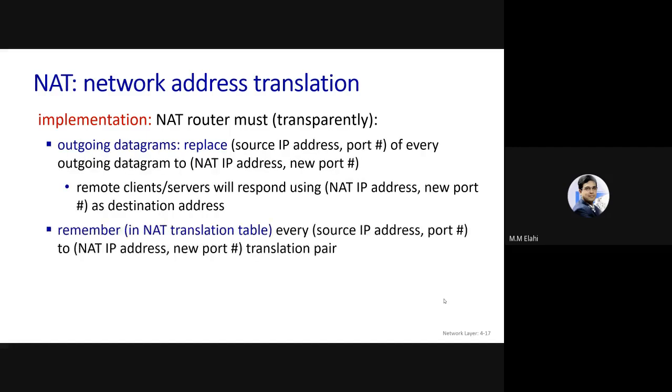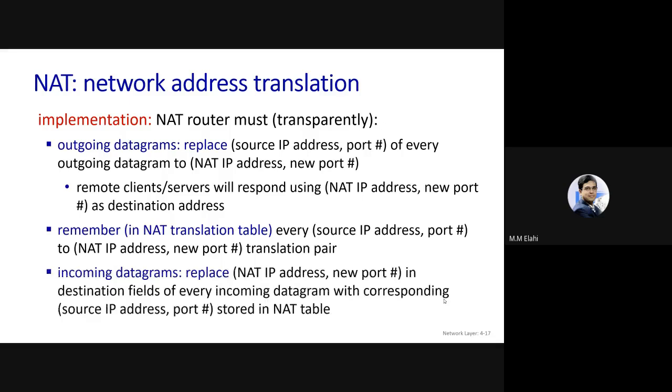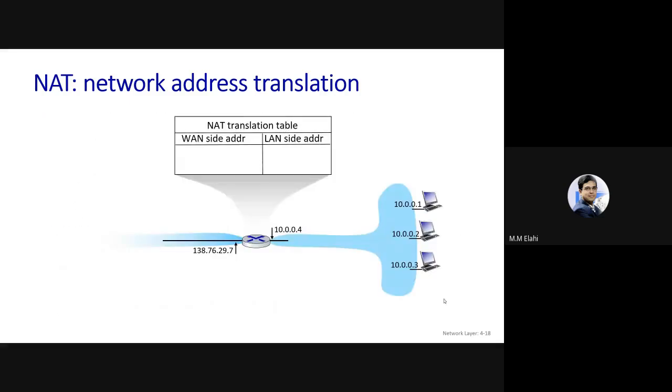How it is implemented, I have already told you. Whenever a packet goes through the router, it converts the source private IP to a public IP that is configured. And during the process, see this example. This is a very good example to understand NAT. For example, host 10.0.0.1 sends a datagram or packet to 128.119.40.186. That is a server in the internet.